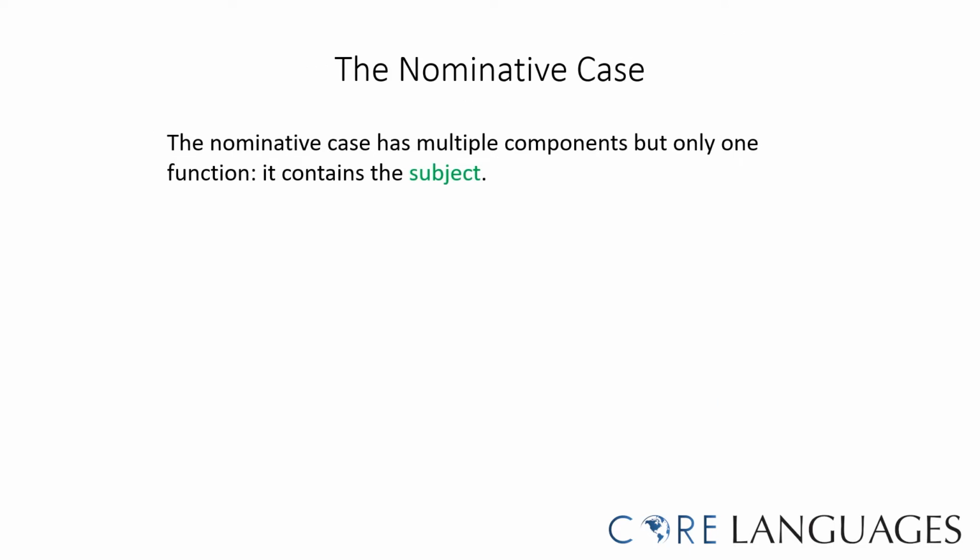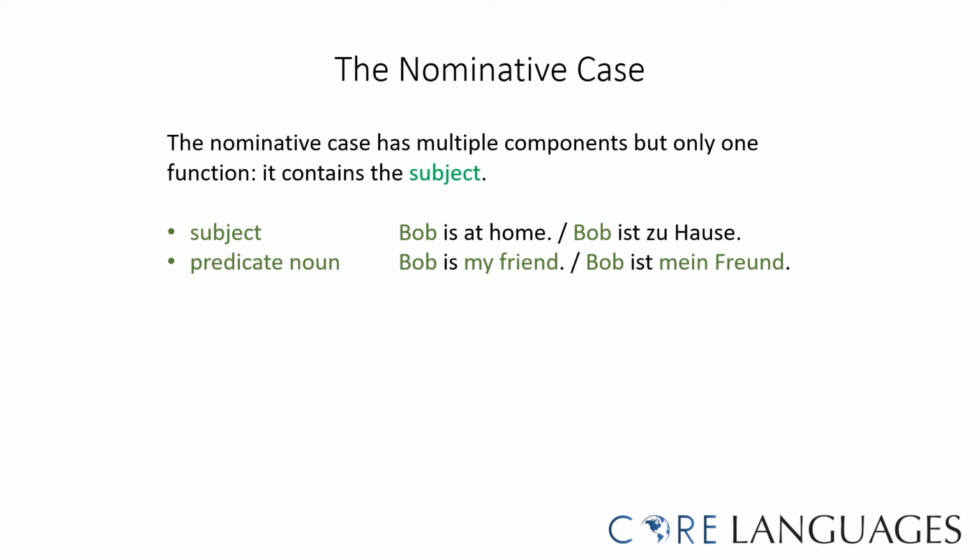The nominative case has multiple components but only one function. It contains the subject. For example, Bob is at home. Bob ist zu Hause. Bob is the subject of the sentence, and so he is in the nominative case. But I can also form a sentence with a predicate noun, where I'm using another noun to describe the subject. Bob is my friend. Bob ist mein Freund. The noun mein Freund is also in the nominative because it describes the subject Bob.